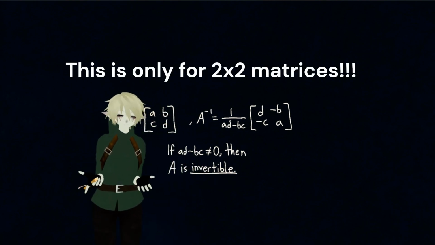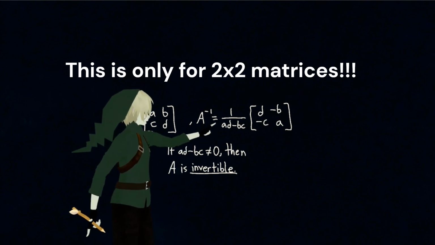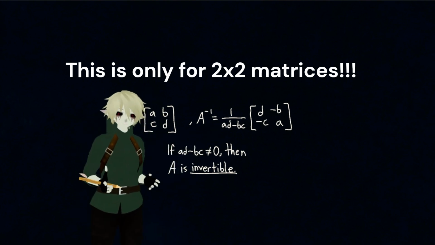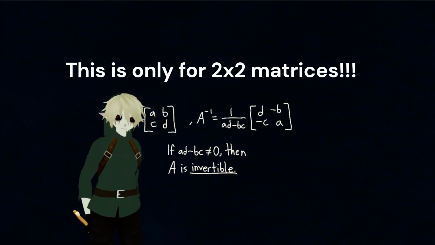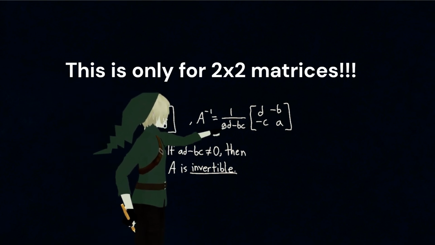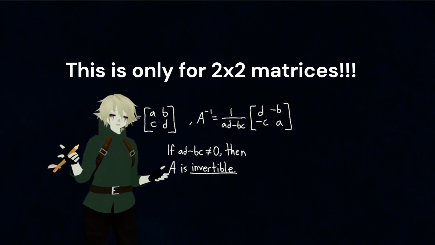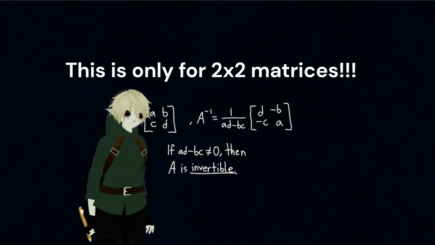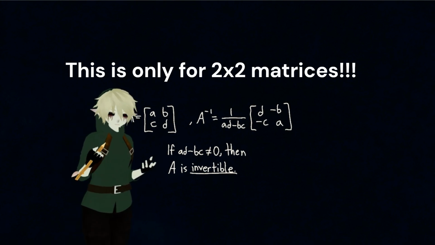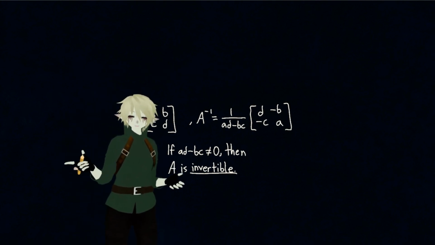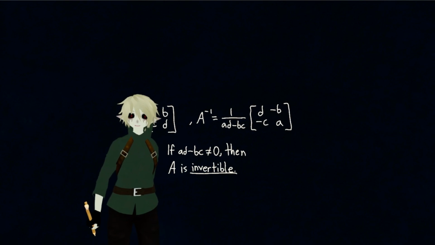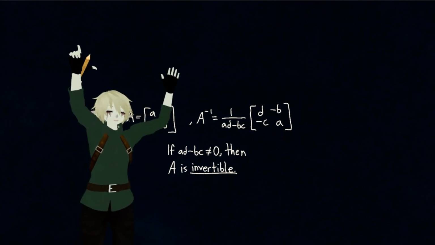If this does not equal 0, then it's invertible. It has an inverse. If it does equal 0, it's undefined. You cannot divide a number by 0. So, because of that, the inverse does not exist. That square matrix is not invertible. Okay? Cool. There you go.